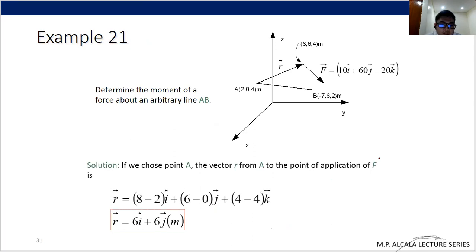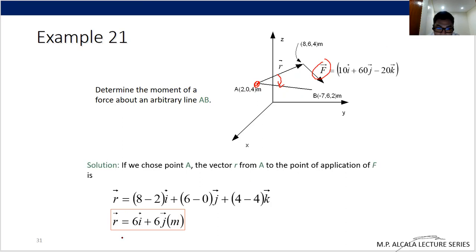From here, we are to determine the moment of a force about an arbitrary line AB. The application of this is the mixed triple product, again, class. First, we need to identify the moment of F about point A, and then you project it onto the line AB. So cross product first, and after that dot product, then multiplied by the unit vector. So we are to identify the moment about the line AB.